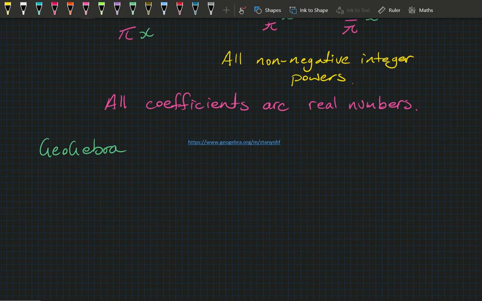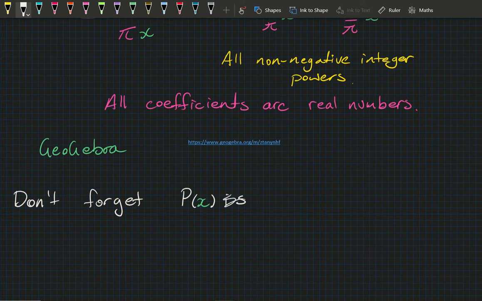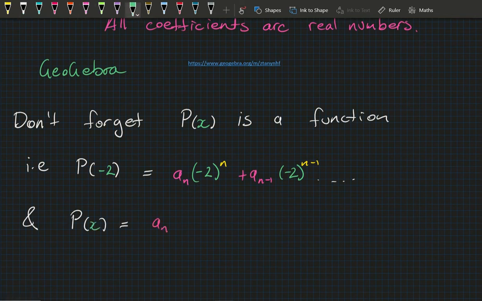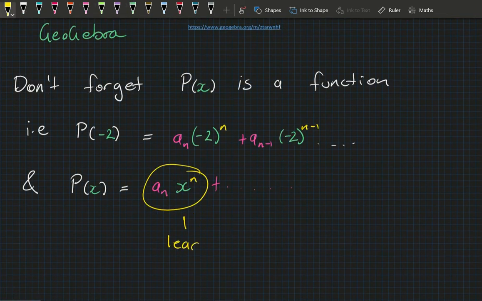So apart from the weirdness and wonderfulness of functions and what they can look like, what I really want you to take away from that GeoGebra applet is to not forget that a polynomial is a function. And so what that means is p of minus 2 means that I'd place minus 2 where all the x's would be. The other thing is that the x with the highest power is called the leading term. And of course that's the power that has the degree.